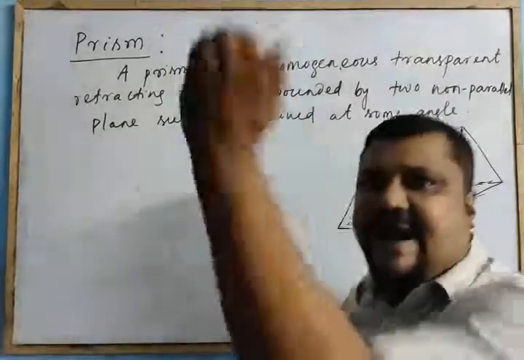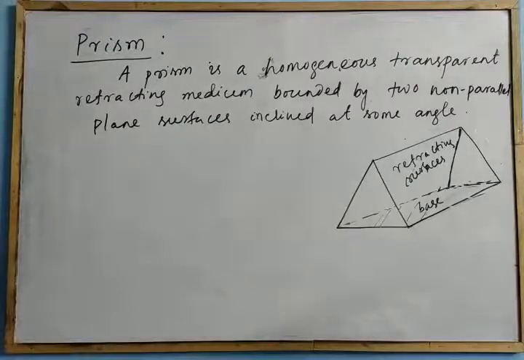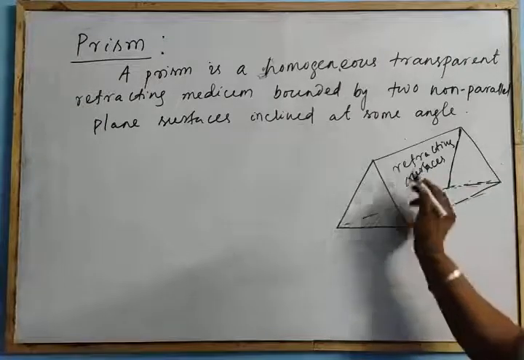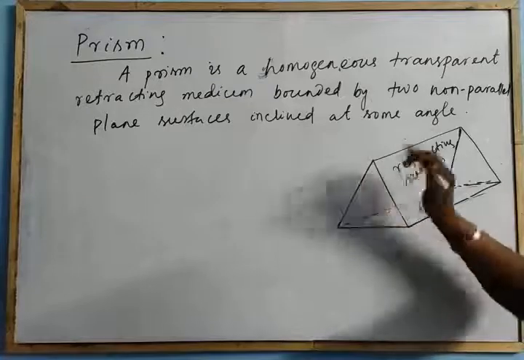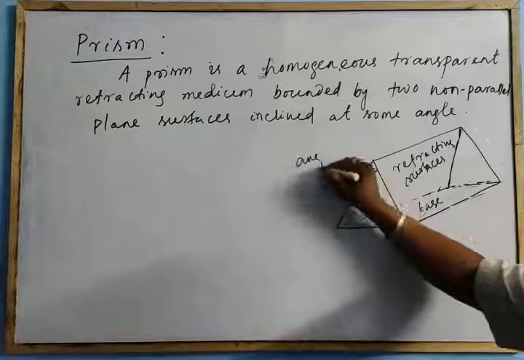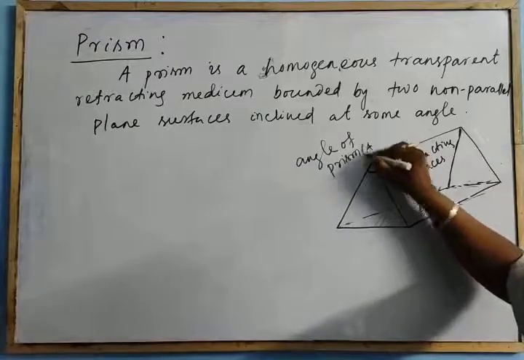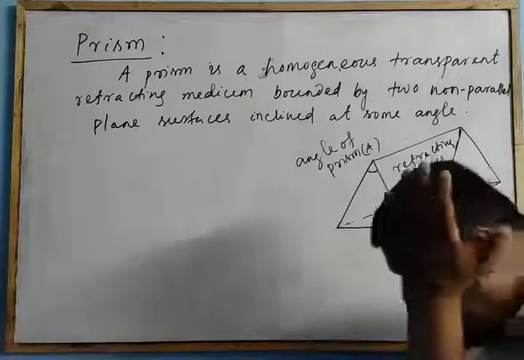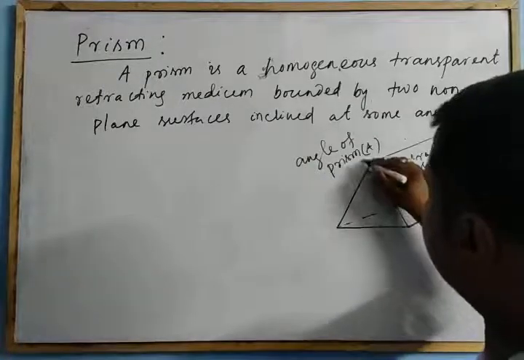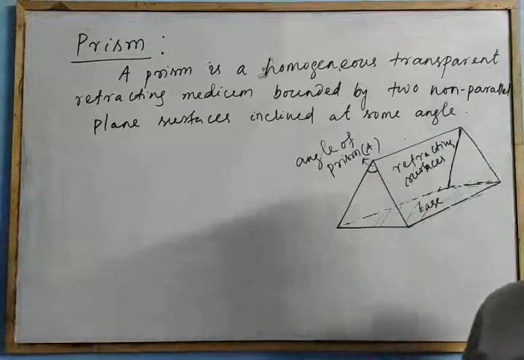Light enters and emerges through them. The angle between these two refracting surfaces, one on this side and the other on this side, is called the angle of prism. Generally the angle of prism is shown as a capital A. This is the angle of prism, this is the refracting surface, and this portion is called the base.